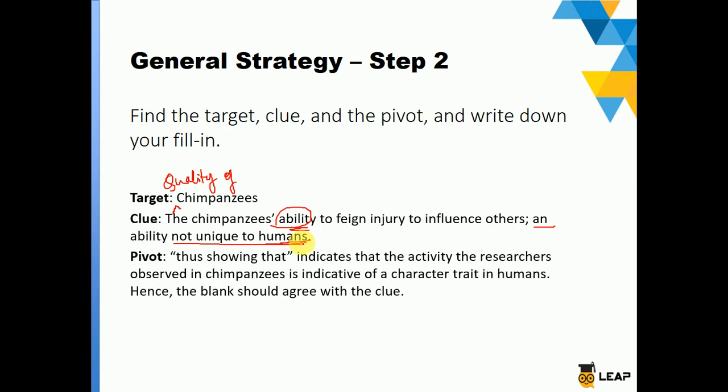What was the pivot? If you remember, the pivot is the relationship between the blank and the clue. Now this line, thus showing that, which was just before the blank, indicates that the activity that the researchers observed in the chimpanzees is indicative of a character trait in humans. Hence, the blank should agree with the clue. Now for this, I'm just going to take you back a step.